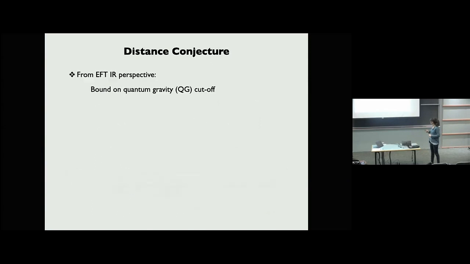Okay, so from an IR perspective, what this means is that the effective field theory is going to break down. You cannot make it valid for a parametrically large field variation, so it puts a bound on the quantum gravity cutoff given by the mass of the tower of states. While from a UV perspective, what it puts is constraints on the field spectrum and how the spectrum transforms, no, as you move in the moduli space.